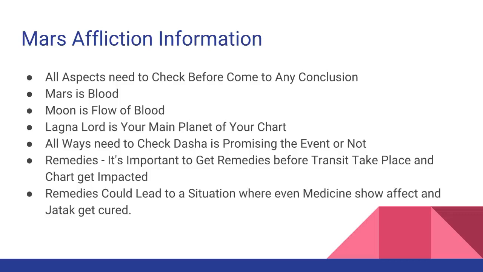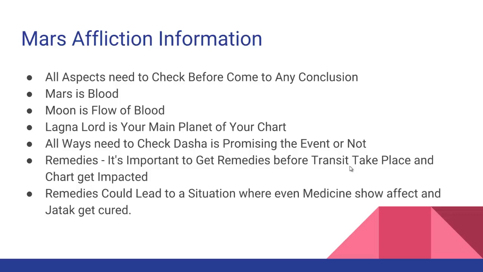Here we treat Mars as the karaka of blood in our body. The Moon governs the flow of blood in our body, whatever liquid is flowing. The Lagna node, which is the whole chart, is governed by the Lagna node, and the Lagna node is very important. In case the Lagna node is also afflicted with this Mars, then the ascendant, or the person whose chart it is, also gets afflicted. We just want to show those things in this particular chart.